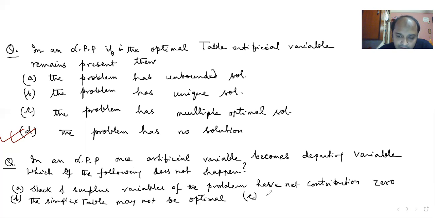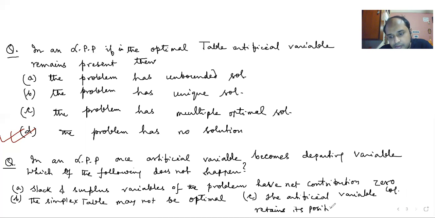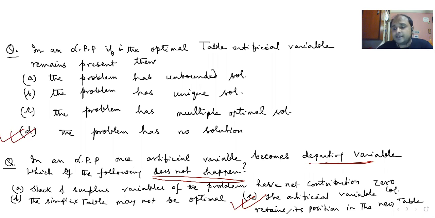Number three, the artificial variable column retains its position in the new table. Which one is correct? The answer is this. Why? Because this is wrong. It is asked which of the following does not happen. Once the artificial variable becomes the departing variable, the artificial variable column doesn't retain its position. It is removed from further analysis. So you see, many more questions can be set from the technicality of the simplex method.